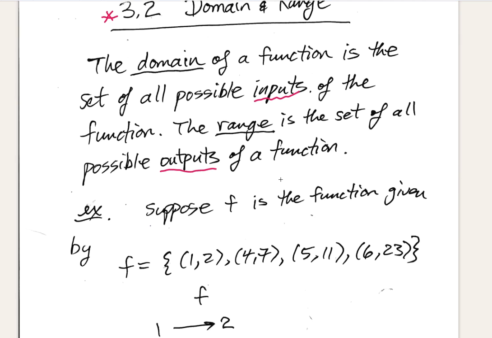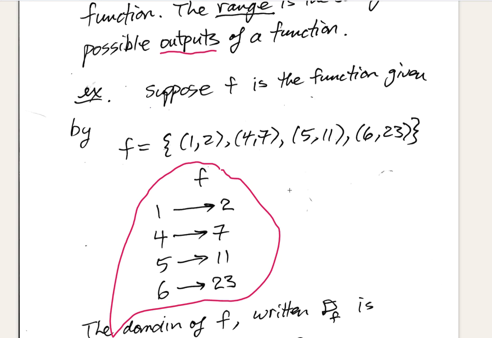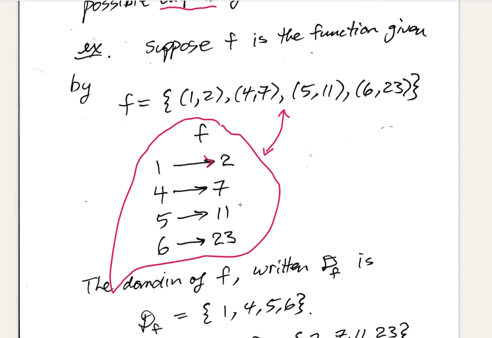Now, in the case where the function is given explicitly, either by a set of ordered pairs, like I've written here, or by an arrow diagram, also known as a map, like I've drawn here. So these are the same function, just drawn in different ways. Remember, in an arrow diagram, domain elements always point at range elements. So don't forget your little arrowheads on your arrows there. Anyway, I've got a function defined this way: 1, 2, 4, 7, 5, 11, 6, 23. What is the domain of the function?